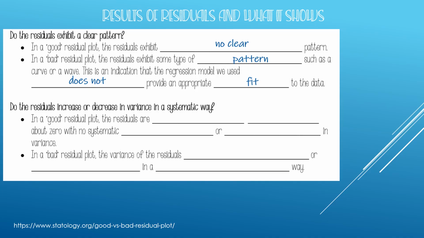Another thing to look at: do the residuals increase or decrease in variance, the distance from the 0 horizontal line in the residual plot, in a systematic way? In a good residual plot, the residuals are randomly scattered about 0. No systematic increase or decrease in variance. In a bad residual plot, the variance of the residuals increases or decreases in a systematic way.